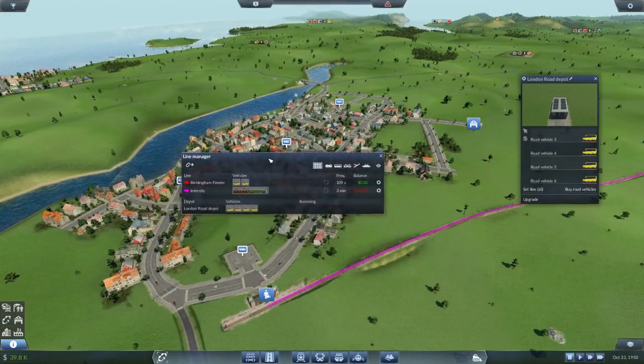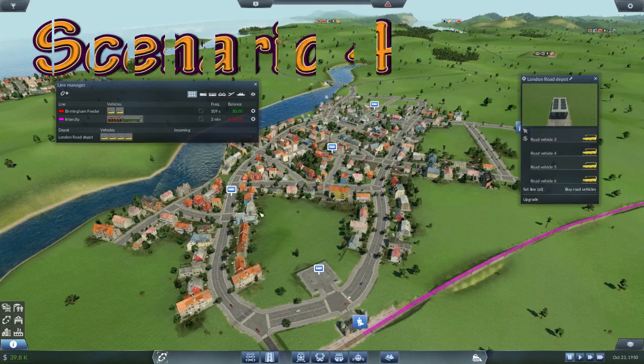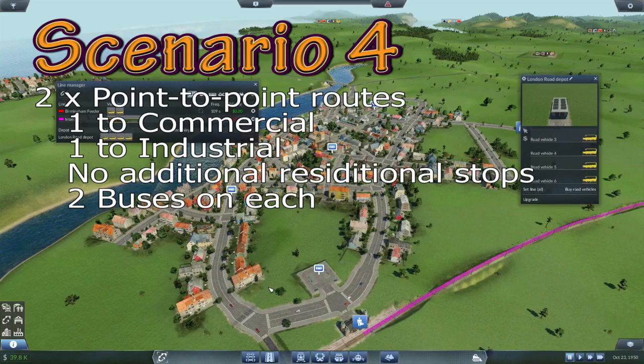Okay, and here we are once again in our London town scenario setting, and we'll have again two direct routes, but this time they will be directly going to the commercial and industrial zones. There'll be no stopping off at these residential areas here.